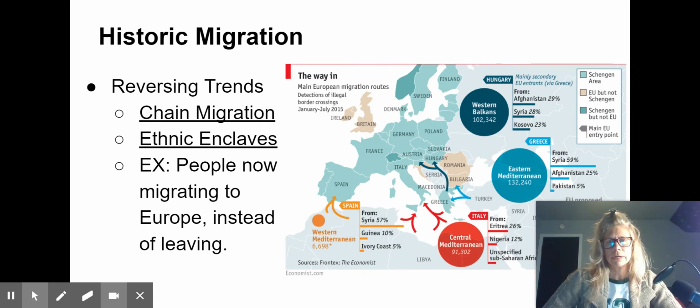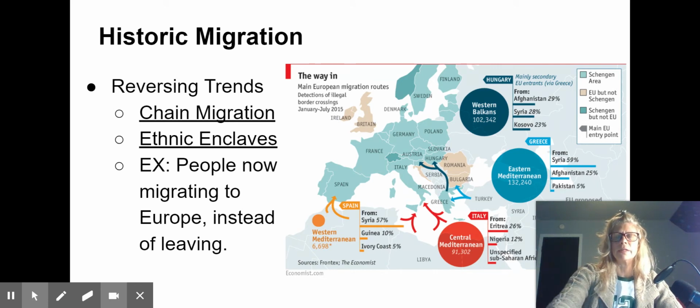Another historic migration is where we have some reversing trends. For example, what you're seeing a lot happen today in Europe, when people were leaving Europe to colonize the rest of the world, you see that reverse today. Lots of people leaving Africa and parts of the Middle East and going into Europe because they're escaping civil wars, poverty, a number of things.